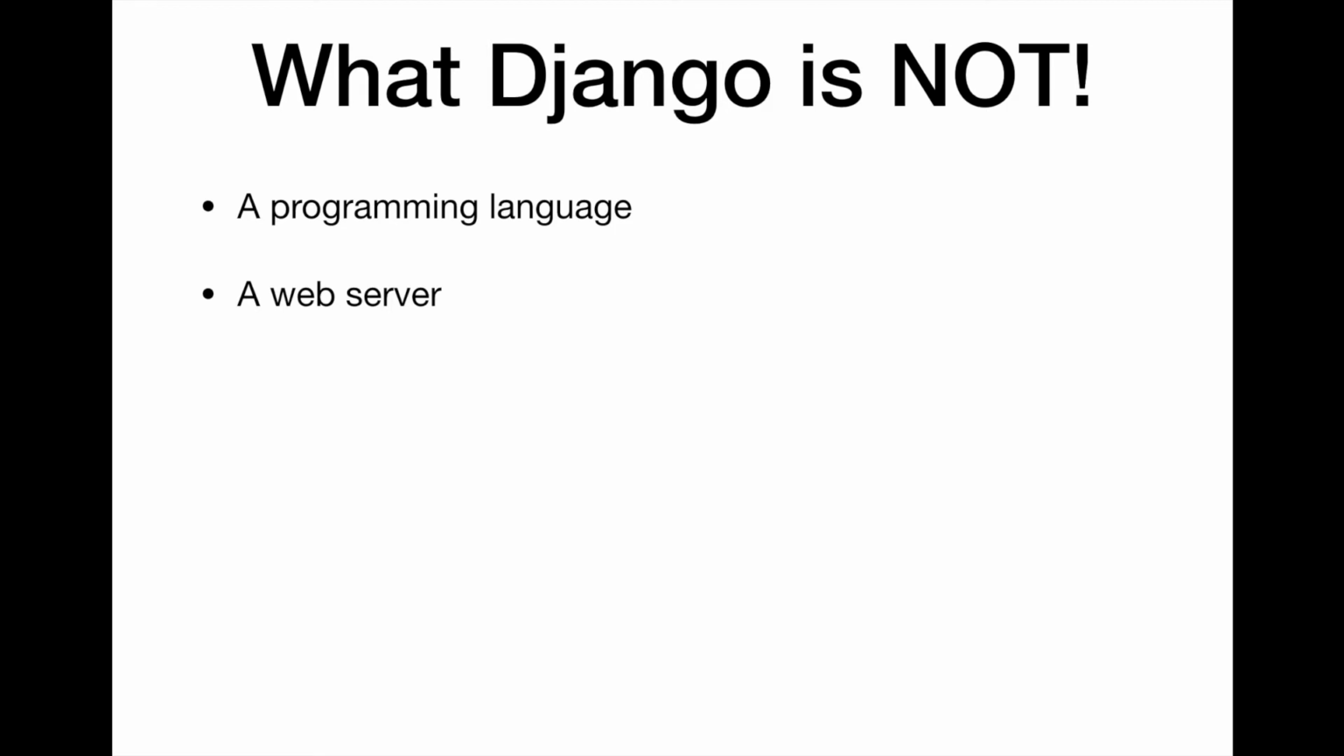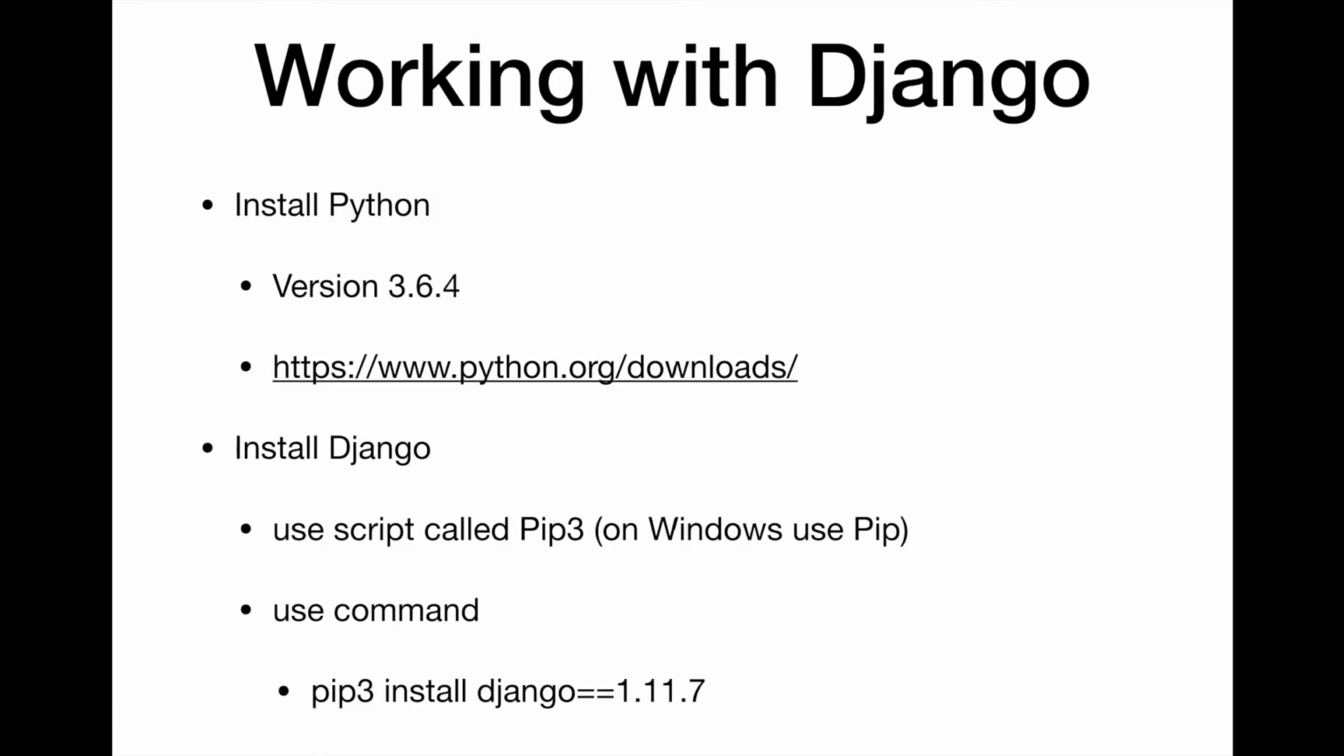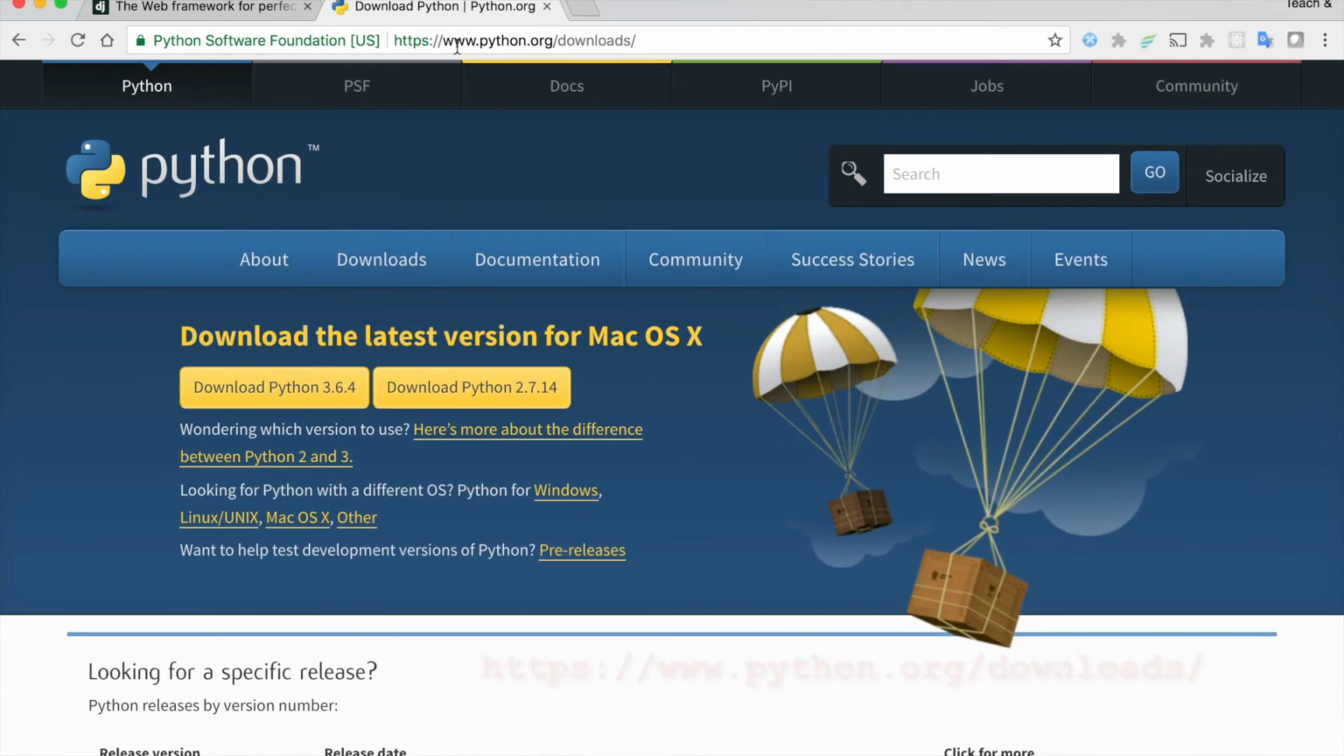So we will be looking more in detail, but let's first get started and see what we need to work with Django. To work with Django, first of all, we have to install Python, and then we'll see how to install Django. So let's install Python first. If we go to www.python.org and then go to the downloads page, you can see there are two downloads for Python available, 3.6.4 and the older version 2.7.14, and we will be working with 3.6.4.